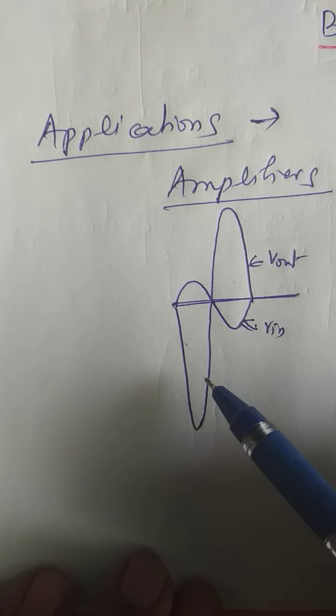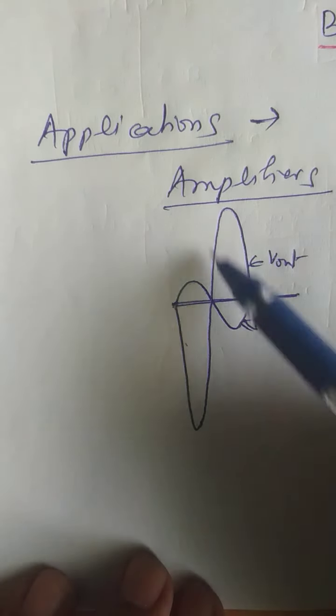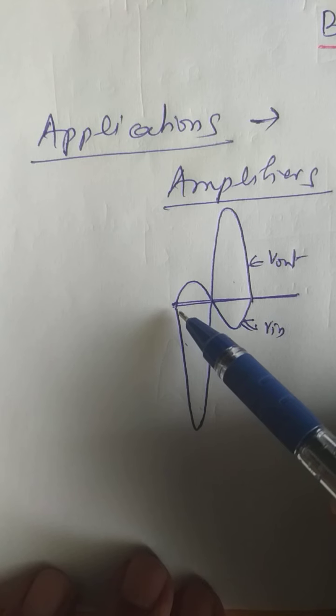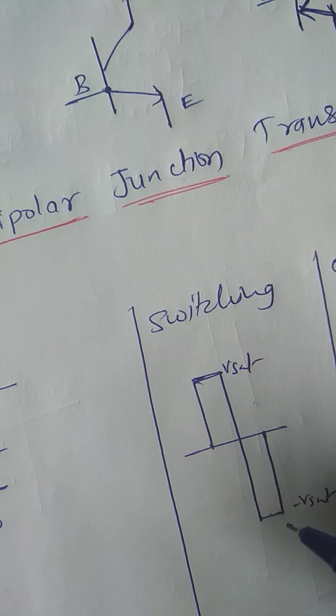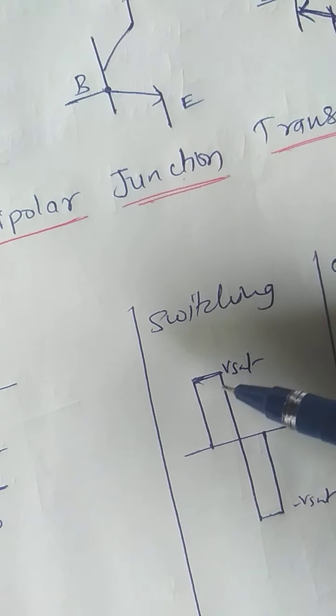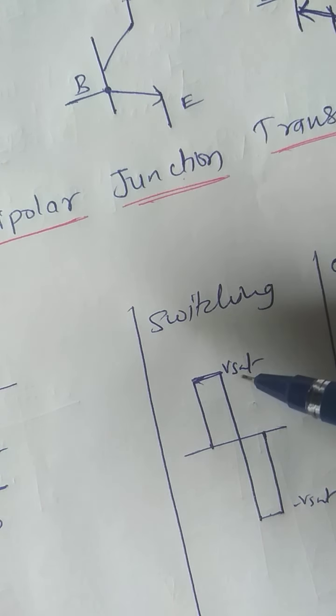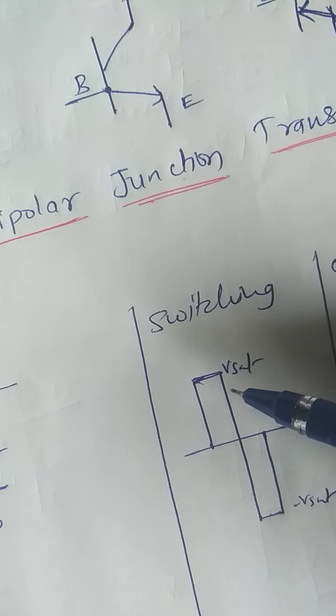So there is a dependency. A phase shift may be there, or in some configurations we can have no phase shift of the output with respect to input. As far as the switching applications are concerned, the output switches between fixed values. VSAT indicates the saturated value, the maximum value of the voltage.